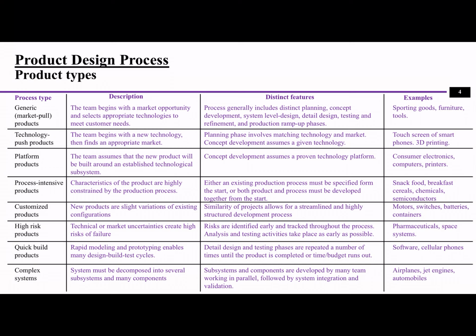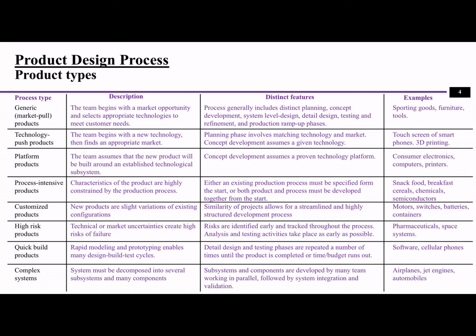Well, the next type of product is technology push products. Technology push products means the team usually begins with a new technology and then finds some appropriate market. For example, touchscreen, a few years ago, right? When these technologies came out, people knew that this touchscreen technology can be used in many different applications. And then you just have to identify what kind of market you want to go to, and see what kind of product concept you want to come up with to pursue. So, the technology push product.